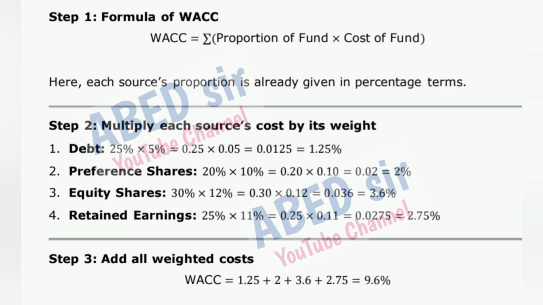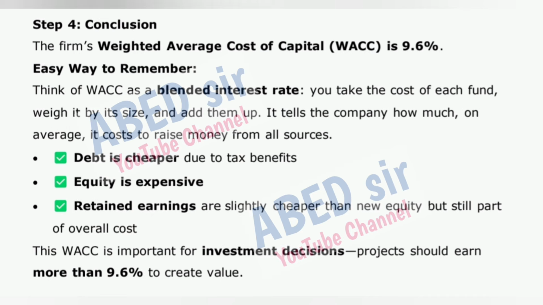Step 3. Add all weighted costs. WACC is equal to 9.6%. Step 4. Conclusion: the firm's weighted average cost of capital, WACC, is 9.6%.